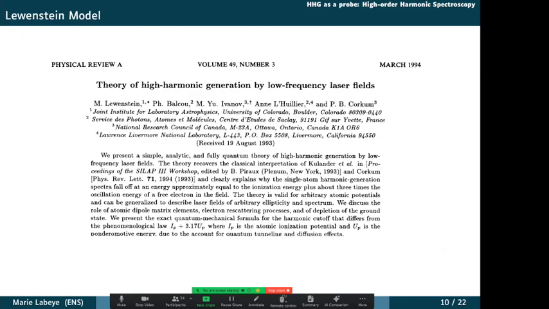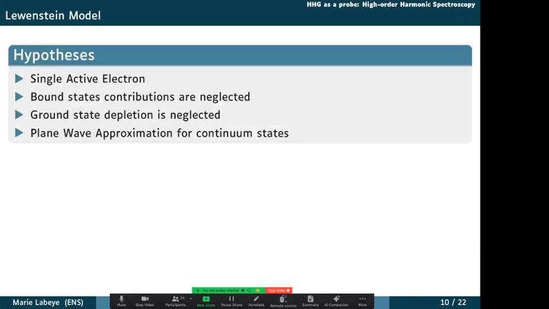So for this, we need to use a model to link experiments and theory. The one that is the most often used to describe harmonic generation is called the Lewenstein model. It was originally published in this paper in 1994, and I won't detail the entire calculation because it would be a bit long, but basically it relies on some hypotheses that are actually quite strong. First, the single active electron that I already mentioned, it's probably the least harmful, I would say. Then the bound state contributions are neglected, so basically the ansatz for the wave function only contains in the basis the ground state and the continuum states.